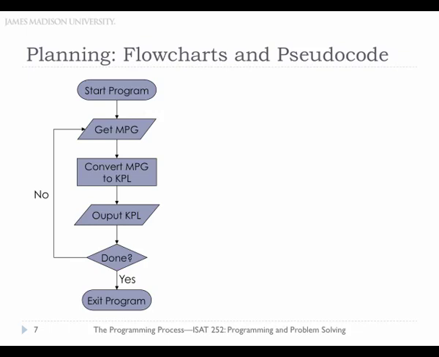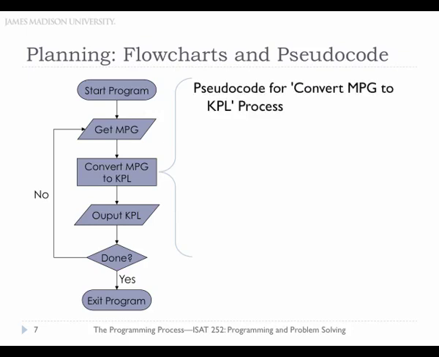So the next stage then is to go on to writing some pseudocode for our application. Pseudocode is not really code. It's basically English that you use to lay out the steps of your processes. In this case, the only part of our flowchart that actually needs to have pseudocode written for it is the box that says convert miles per gallon to kilometers per liter. So let's write up some pseudocode for that.